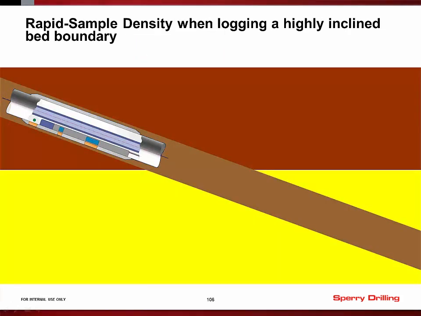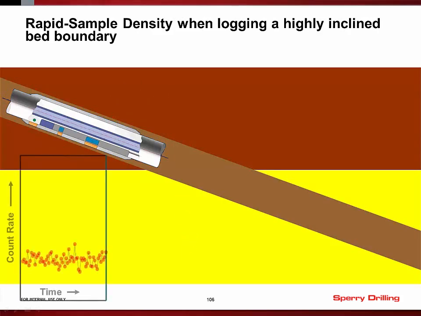So let's look now at how rapid sample data behaves around a boundary. Here we have the case of a single boundary where we've got high density above and low density below. And let's set the tool rotating. When it's in the high density formation, it's just going to read low count rate, regardless of which direction it's facing. We're assuming here that there's no standoff change, that the borehole is engaged. In that case, you're going to get just a constant, or on average a constant value, low count rate value corresponding to a high density.